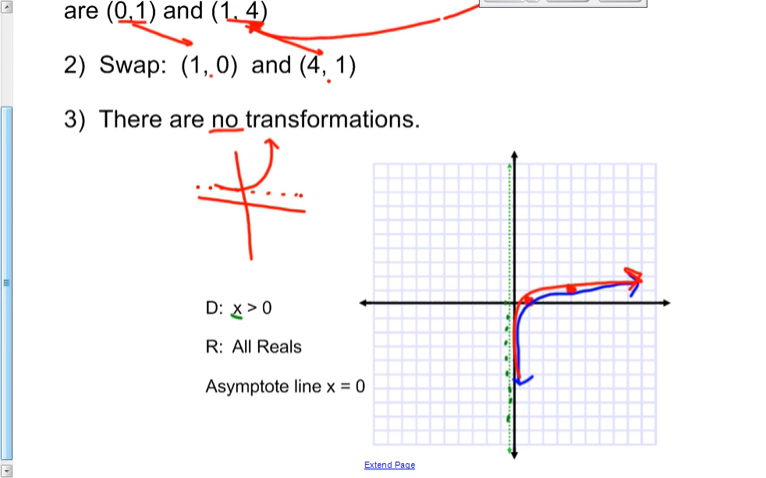And then we can write our domain and range. Our domain will be all x values greater than 0, that same h number. Our range is now all real values. And our asymptote line, as we said, was at x equals 0. Everything switches. Domain and range switch, asymptote line switches. It's no longer y equals horizontal, it's now x equals vertical.